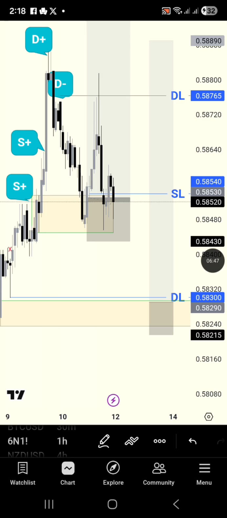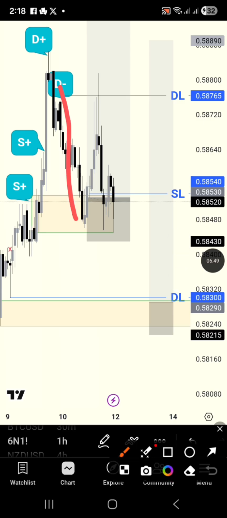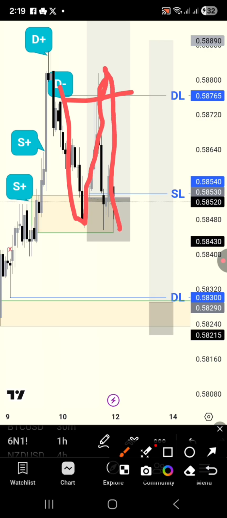Because of this first test that happened here. You can see that it went up already and there was a daily liquidity and it has taken it out. So I'm expecting it to come back, retest and continue upward. Now, where am I expecting price to get to?